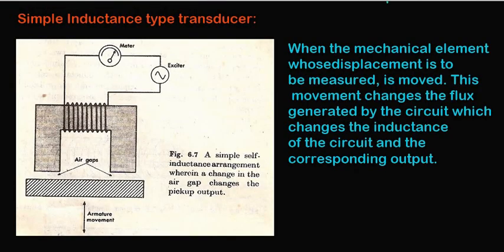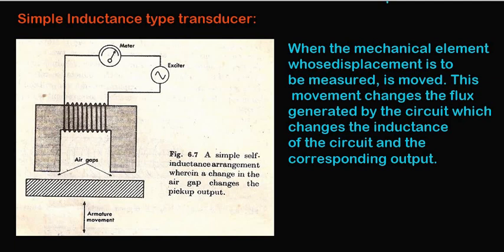Let us first learn about the simple inductance transducer. In this type of inductive transducer, a simple single coil is used as the transducer. When the mechanical element whose displacement is to be measured is moved, it changes the flux generated by the circuit, which changes the inductance of the circuit and the corresponding output.